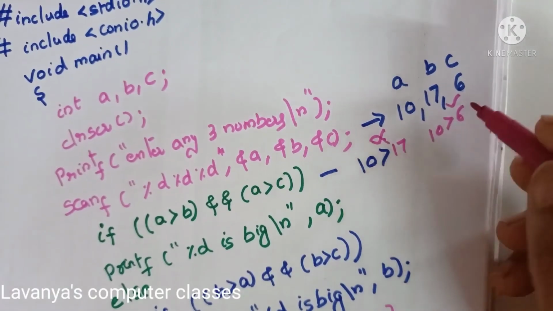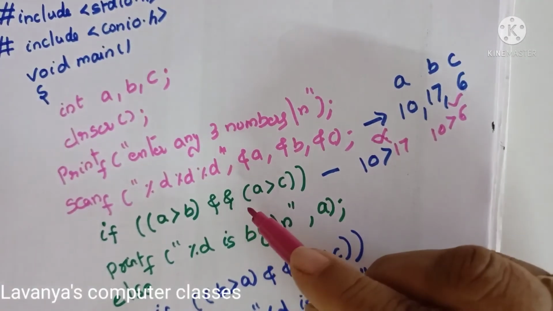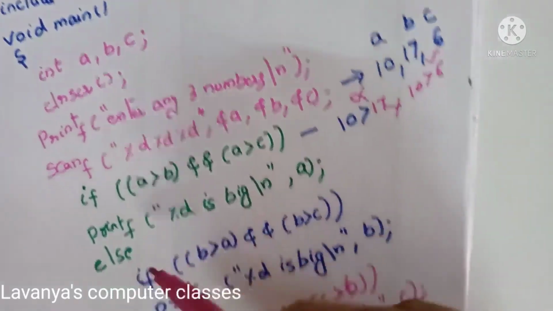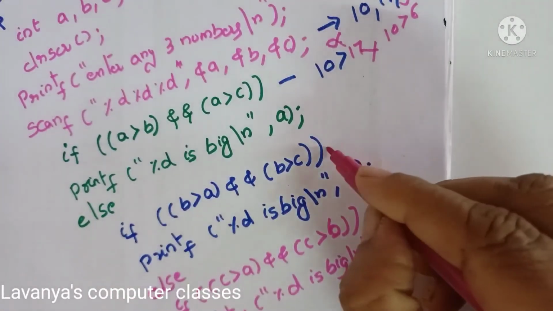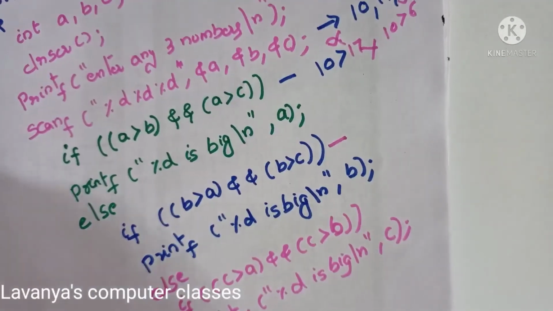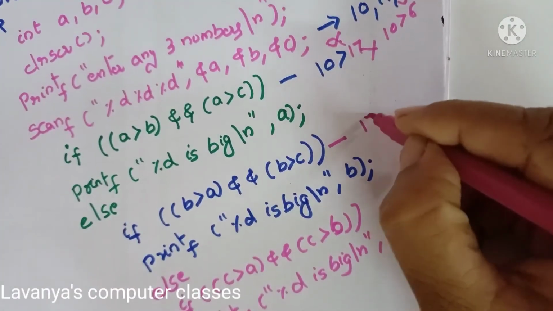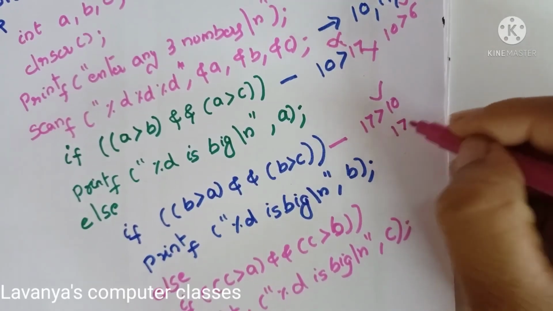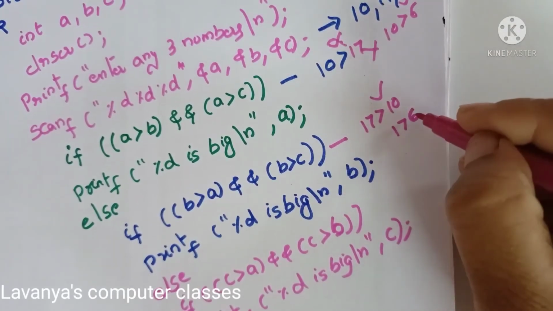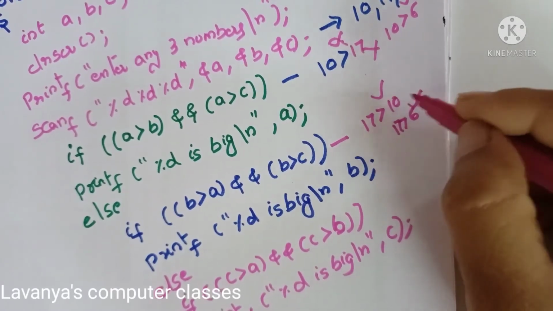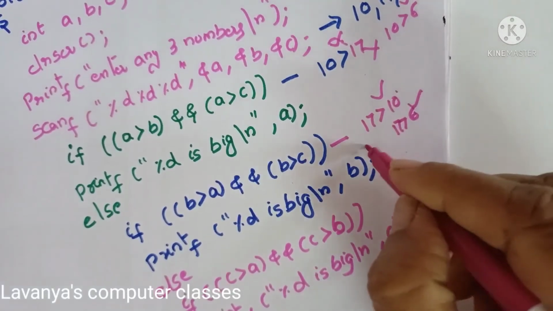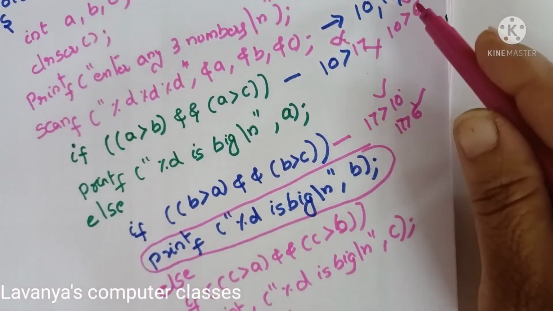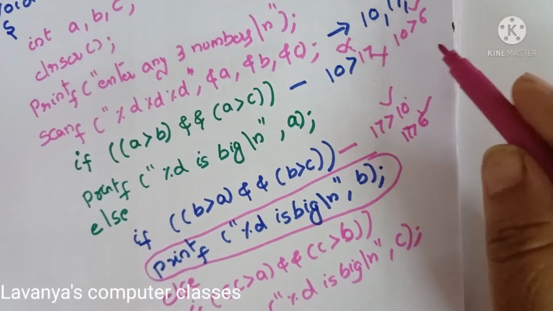So one condition is true and one condition is false. But AND means all conditions must be true, so this is not true. Then go for the else part. In the else part, B greater than A. What is the B value? 17. 17 greater than A value 10, true. And 17 greater than C value 6, this is also true. Both the conditions are true, so the result is true. According to these numbers, B is big. That means 17 is big. So like this the program is working.